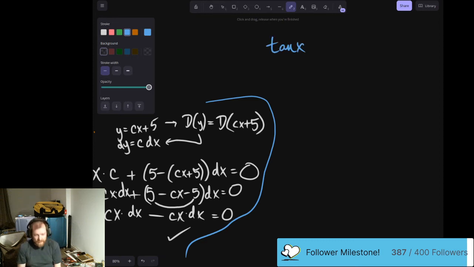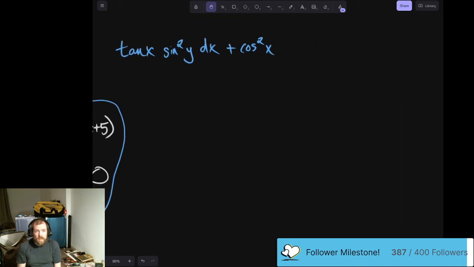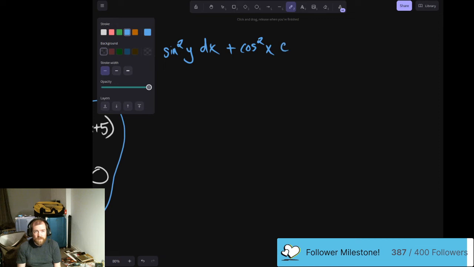Let's do one that's a little weird. So we got tangent x sine squared y dx plus cosine squared x times the cotangent of y dy is equal to 0.